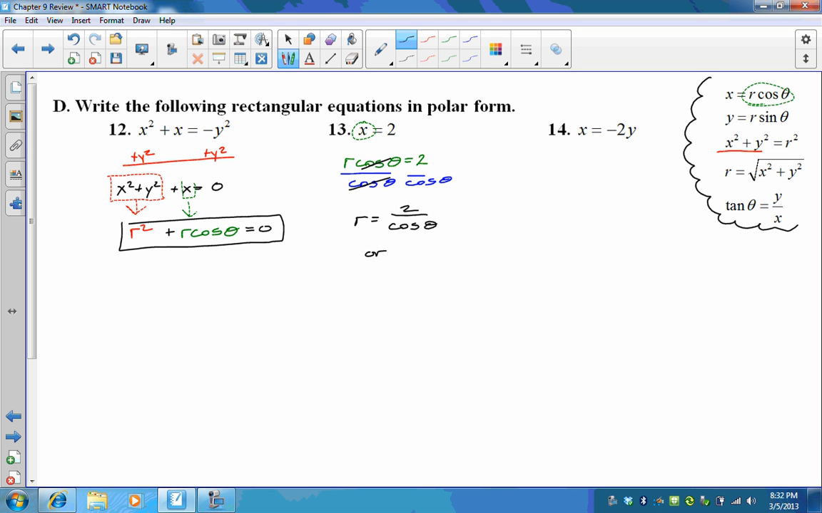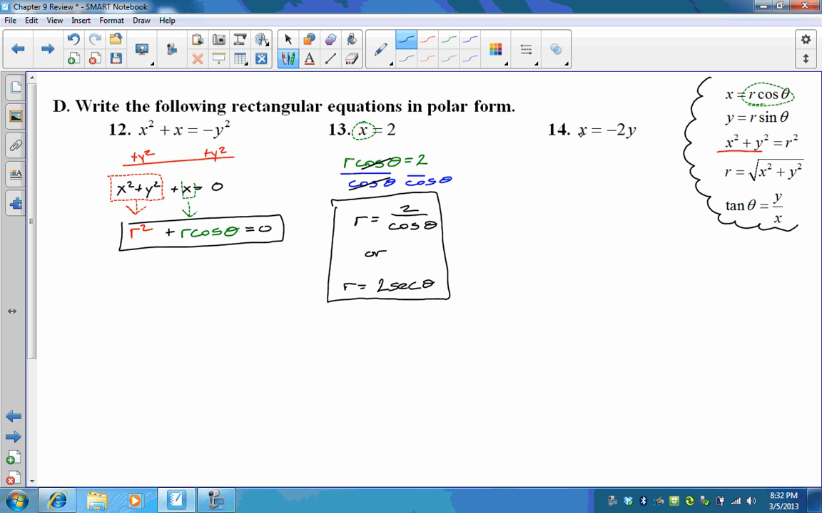Or if I'm really sneaky, 1 over cosine is equal to secant. Secant and cosine are reciprocal, so this is the same thing as 2 secant theta. You can't forget those identities. Now, I don't know if I'll be that mean to you and put that as multiple choice, but technically y'all should know that, so I guess it's fair game. Should I do that? I don't know.